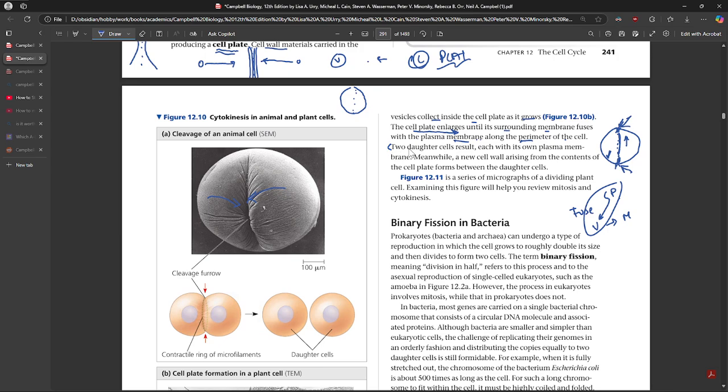Now, as a result, you have two daughter cells, and each has its own plasma membrane. As in, you have your plasma membrane here, you have your plasma membrane here. And meanwhile, a new cell wall arising from the contents of the cell plate forms between the daughter cells.